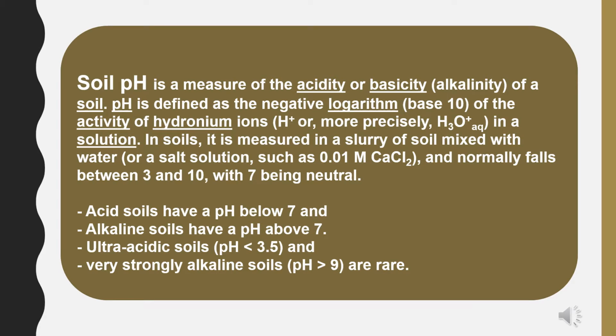What is soil pH? Soil pH is a measure of acidity or basicity, meaning alkalinity, of a soil. pH is defined as the negative logarithm base 10 of the activity of hydronium ions, H plus ions, or more precisely H3O, in a solution. In soils, it is measured in a slurry of soil mixed with water or a salt solution such as 0.01 M CaCl2 and normally falls between 3 and 10, with 7 being neutral. Acid soils have a pH below 7 and alkaline soils have a pH above 7. Ultra-acidic soils have pH less than 3.5 and very strongly alkaline soils have pH more than 9.